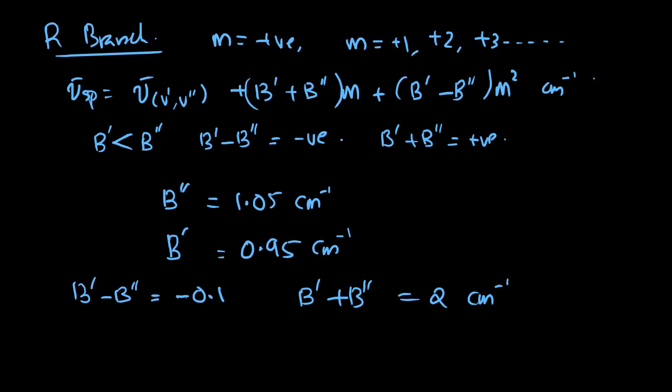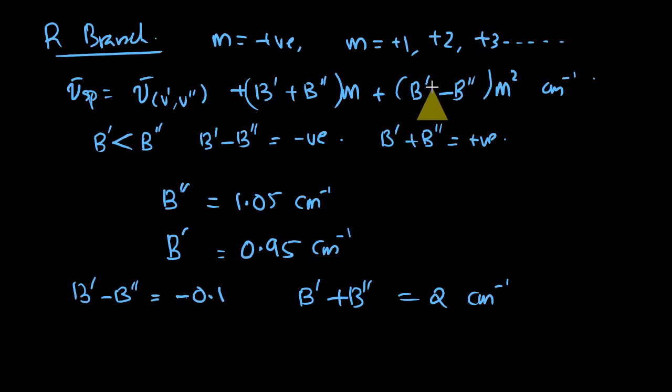And in this table, I am going to take M values in this column. Okay, and then I am going to take B prime plus B double prime into M. Why am I going to calculate this? This is this term in our expression, B prime plus B double prime into M.